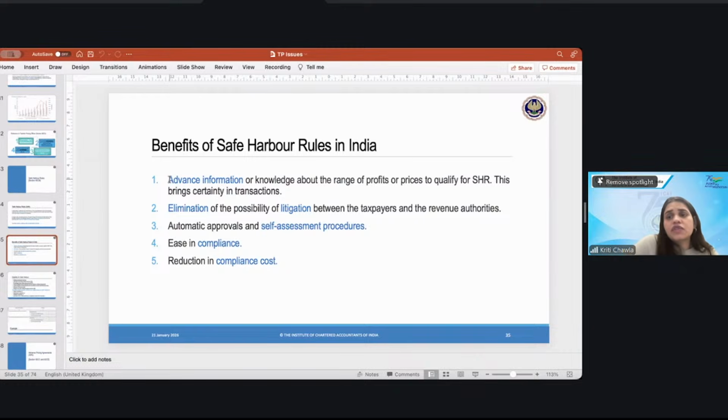Then there is an elimination of litigation, because whatever is the circumstance that is defined there, you have that surety that it will be accepted by the tax authorities. There are automatic approvals, and then there are self-assessment procedures. There are compliances for safe harbor rules, also the forms that are available. So there is ease in compliance, and then there is obviously reduction in compliance cost, because you are just following the safe harbor rules that are provided there. So there is certainly a reduction in the compliance cost also.